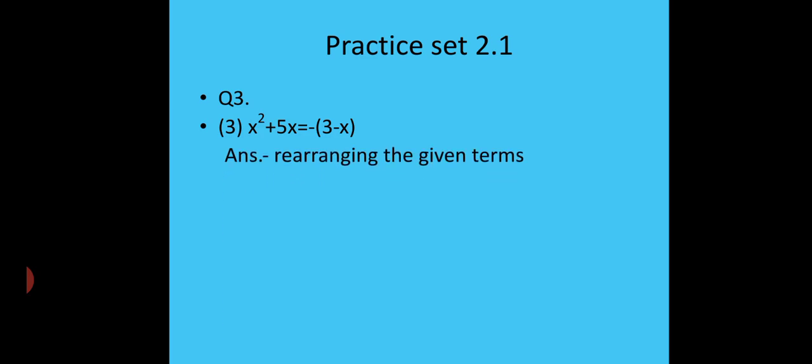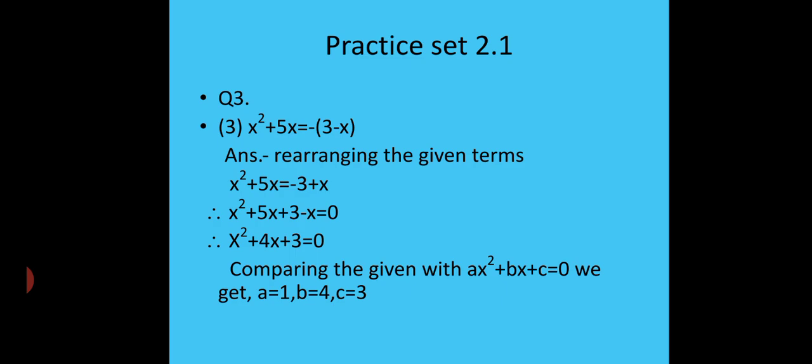Now example number 3. x square plus 5x is equal to minus into bracket 3 minus x. Rearranging the given terms, x square plus 5x minus 3 plus x. Therefore, x square plus 5x plus 3 minus x equal to 0. Therefore, x square plus 4x plus 3 equal to 0. Comparing the given equation with x square plus bx plus c equal to 0, we get a equal to 1, b equal to 4, c equal to 3.